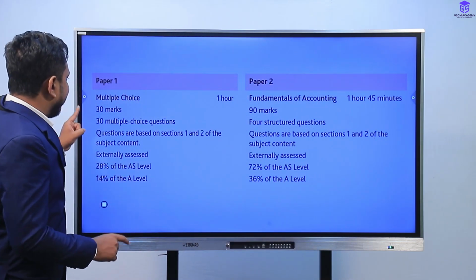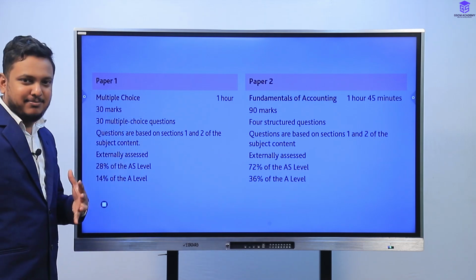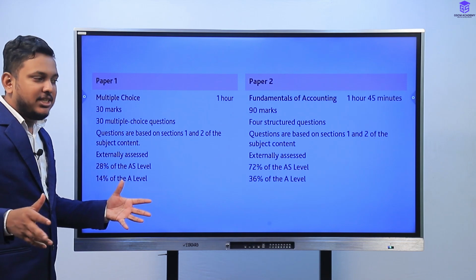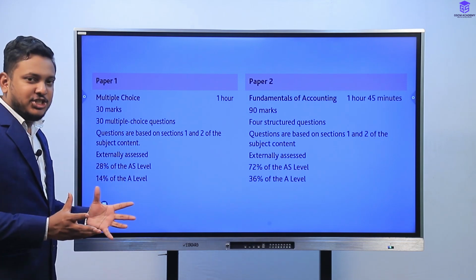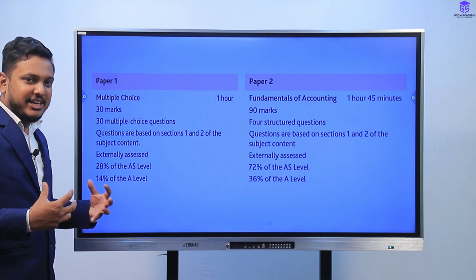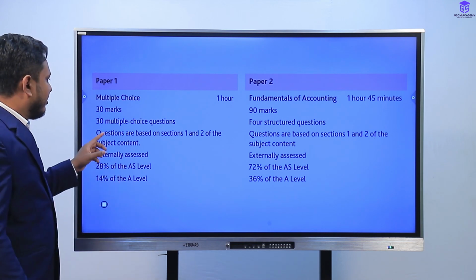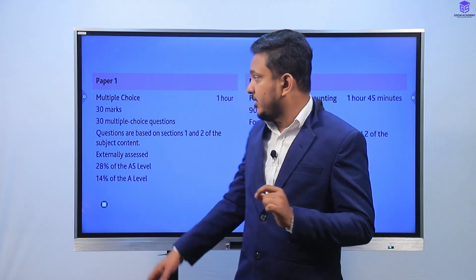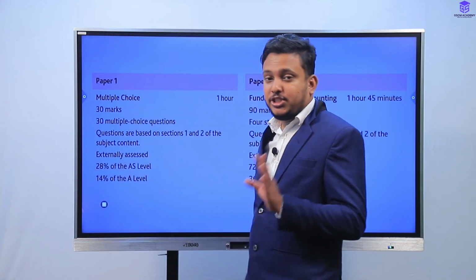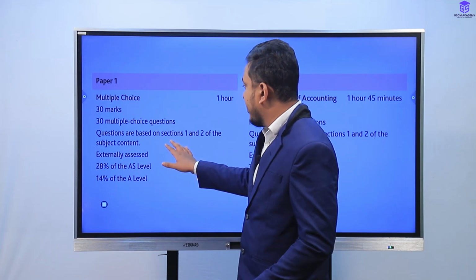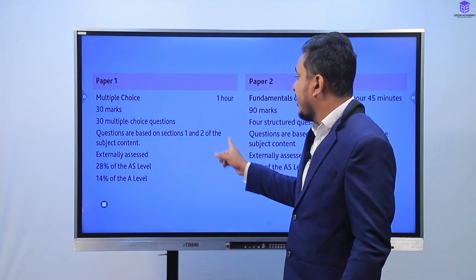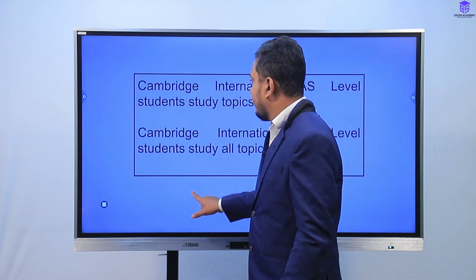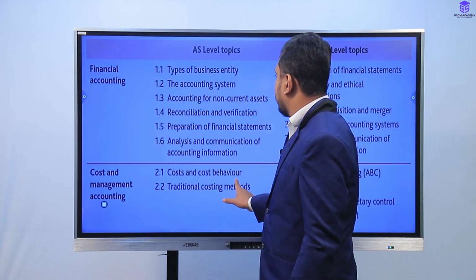When it comes to paper 1, it is a multiple choice paper. There will be MCQ questions with options, and you have to make one choice out of the given choices. So 30 marks will be awarded for paper 1. There are 30 multiple choice questions, and the questions are based on section 1 and 2. What are section 1 and 2? These are section 1 and 2.